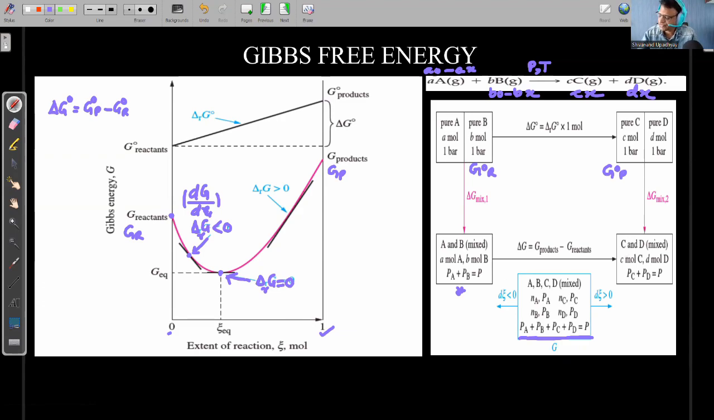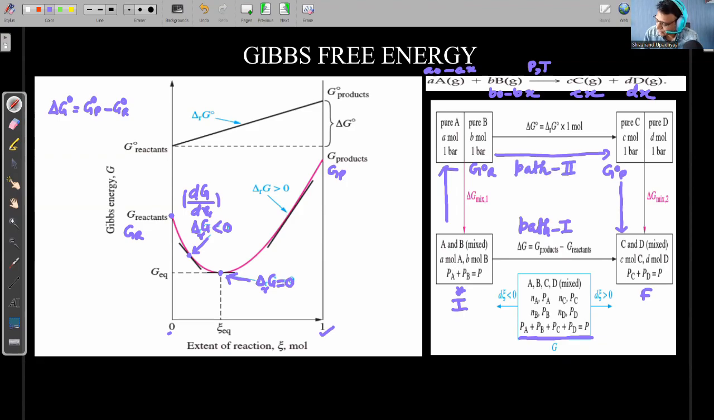Now, since Gibbs free energy is a state variable, we want to calculate the value of delta G. This is the initial state, this will be the final state when the reaction is complete, and this is the intermediate state when the reaction is going on. To move from the initial state to the final state, we can either go by this path, which we call path 1, or we can move by a second path, where we move from here to here, then from here to here, and then come back to here. So this is the second path.